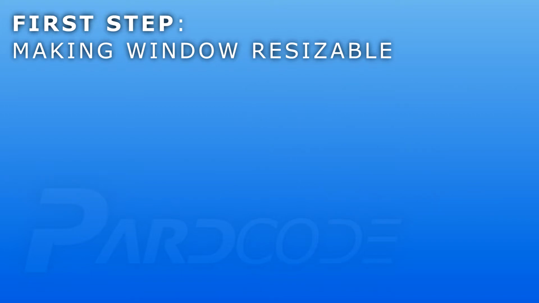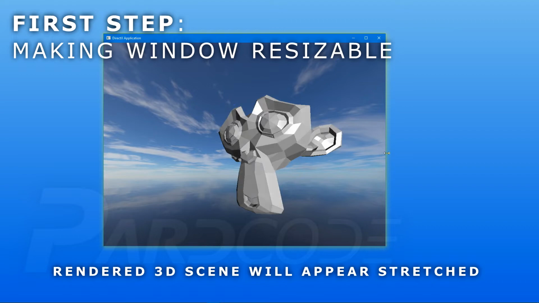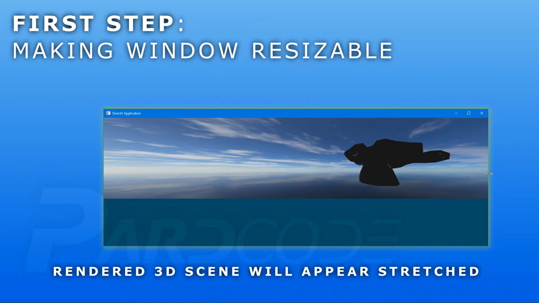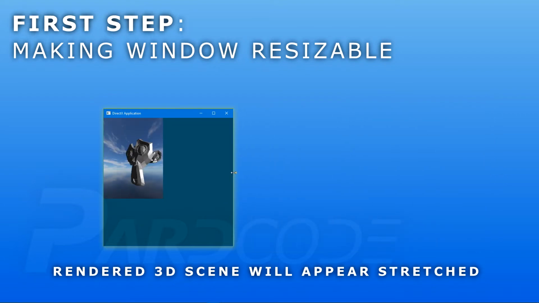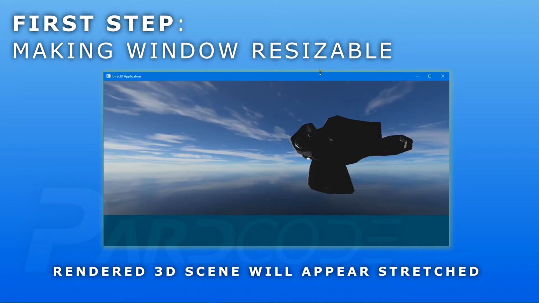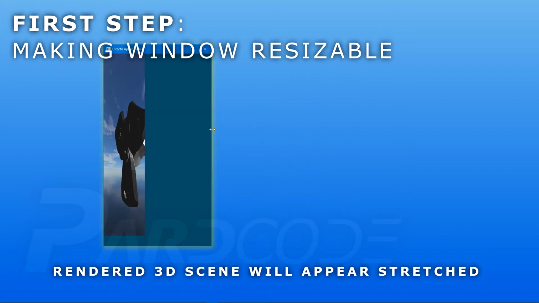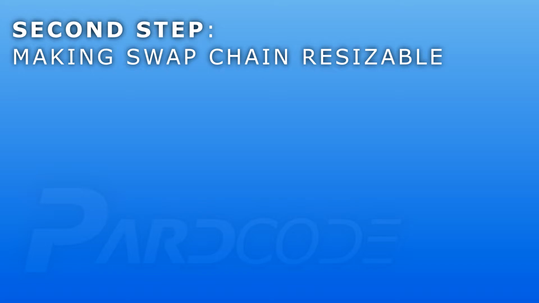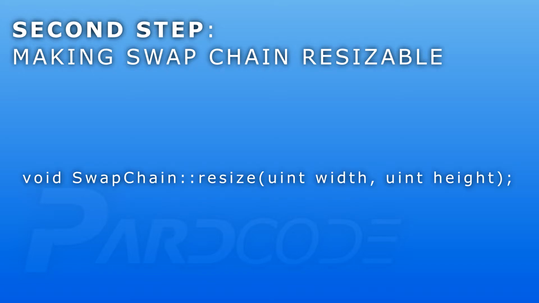Once we have done this step, we are finally able to resize our window, but unfortunately, the 3D scene will not be rendered correctly. It will appear stretched in all directions. This happens because the size of our swap chain is not updated with the new size of the window automatically. For these reasons, the second step is to resize our swap chain. To do this, we will add a method in the swap chain class that we will call resize, with two unsigned integer parameters, width and height.